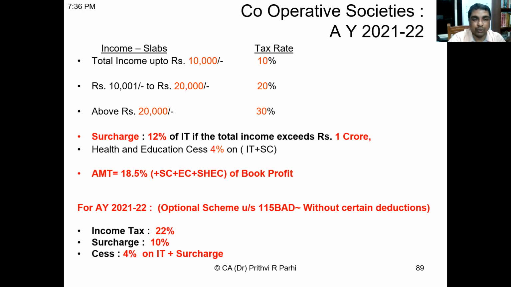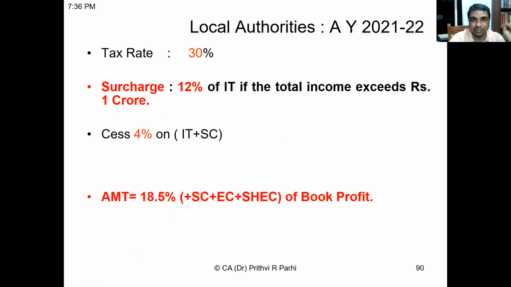For assessment year 21-22, there is one more optional scheme. Okay, here also you have to sacrifice some deduction and you can pay tax at the rate of 22%. Instead of going for this slab rate, you can pay 22%, but at the cost of certain deductions. This is again an optional scheme for cooperative societies. For local authorities, tax rate is 30%. Surcharge is 12%, cess is 4%. AMT is applicable.